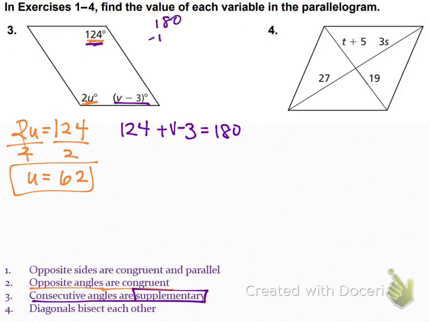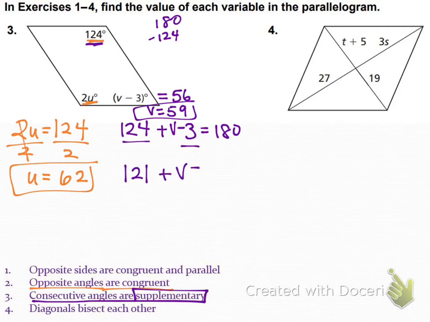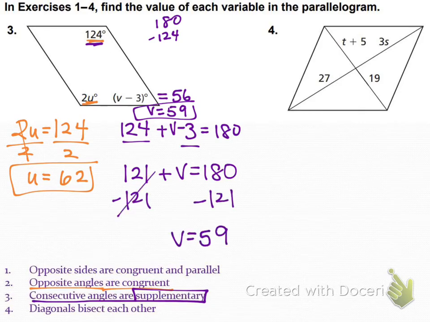That's option one. Does anybody know option two? Subtract 124 from 180, which means V minus 3 equals 56, and then you would solve that. Add 3 and V equals 59. You'll get the same thing if you did this longer way. You would combine like terms. You'd get 121 plus V equals 180. Subtract 121. V still equals 59. So this way, you're just going to have a bigger number to deal with than this one.